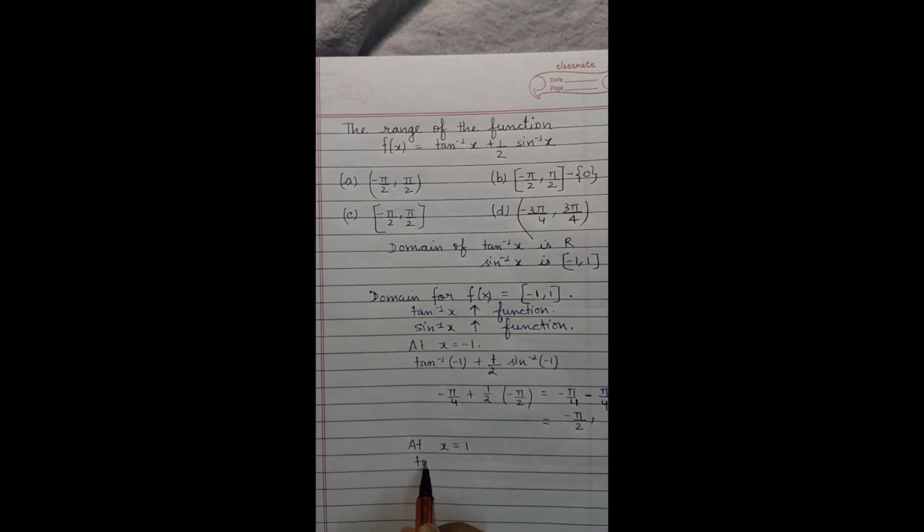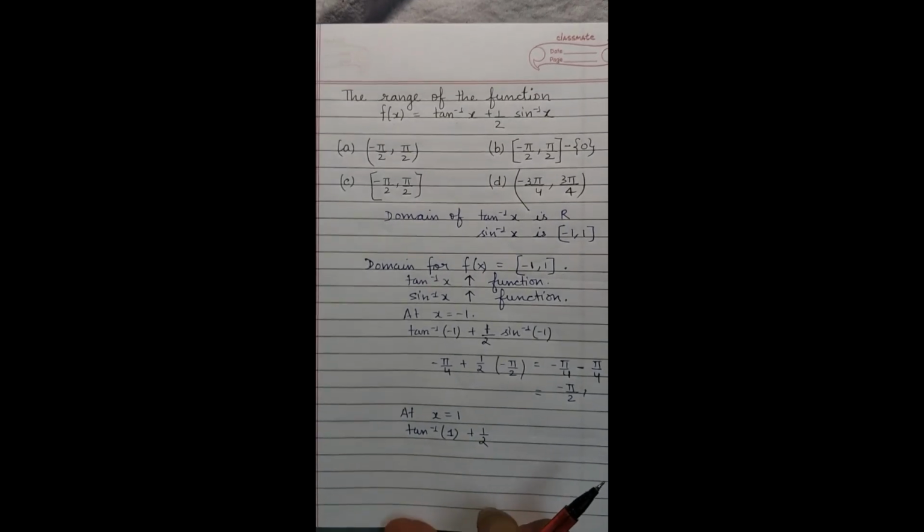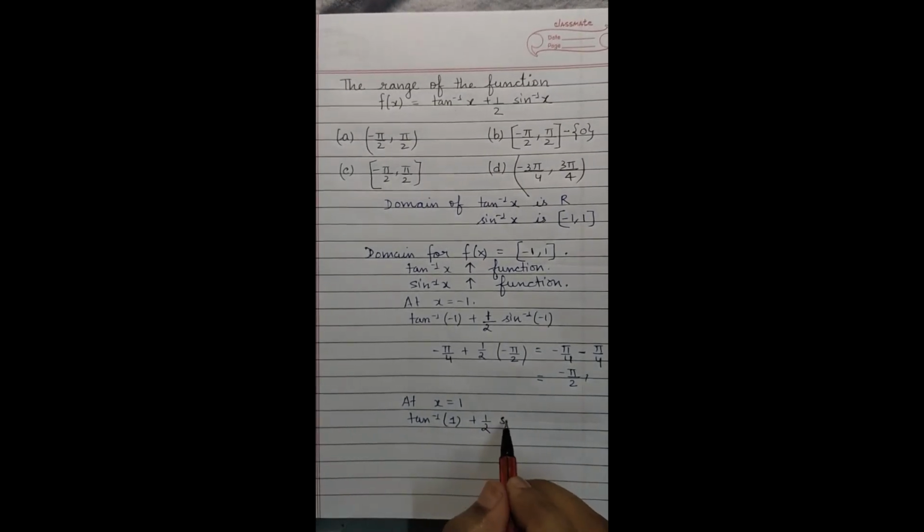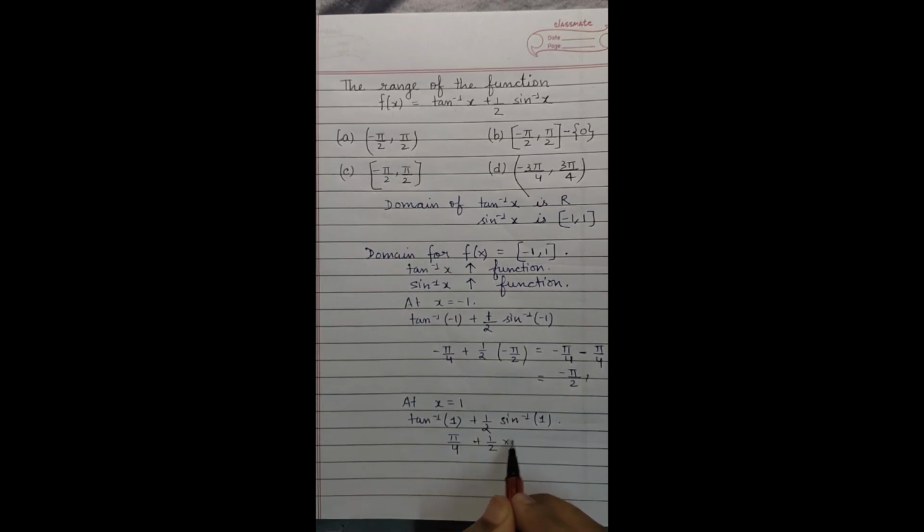we get the maximum value, that is tan inverse 1 plus 1 by 2 sin inverse 1. So tan inverse 1 is pi by 4 plus 1 by 2 into pi by 2. Sin inverse 1 is pi by 2. So this becomes pi by 4 plus pi by 4, that is pi by 2.